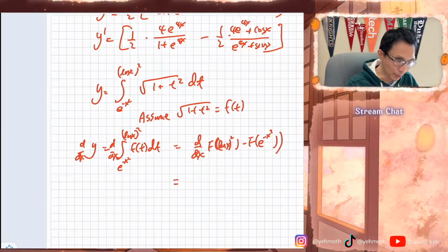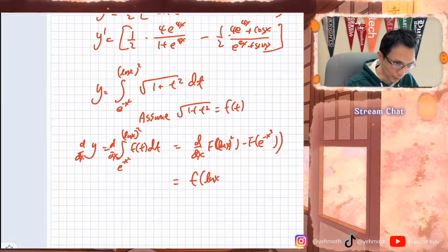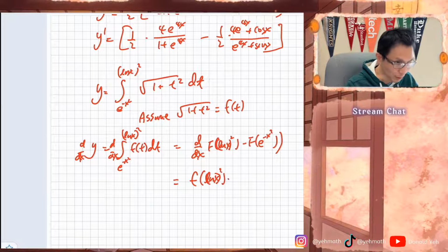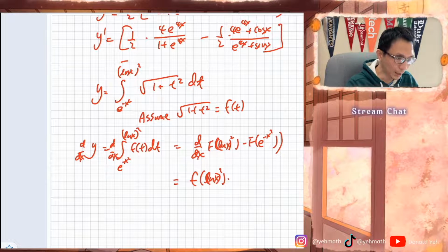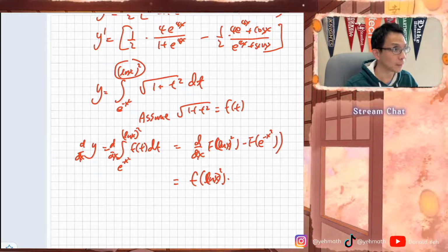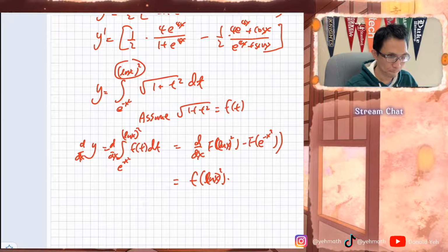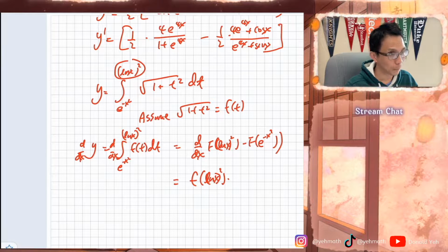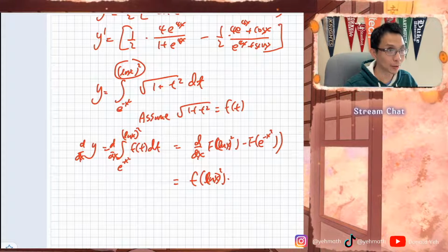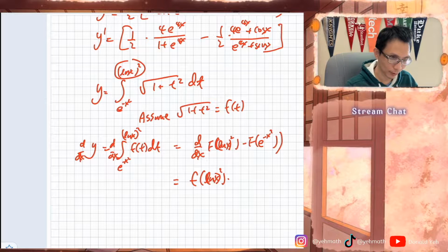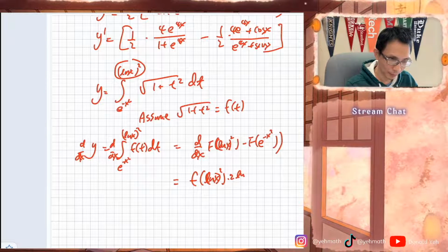So what do you then say? It's going to be f of natural log of x squared times the derivative of this. How do I take a derivative of this? Anybody can tell me? What's the derivative of natural log of x to the second power? Yes, 2 ln of x times 1 over x.